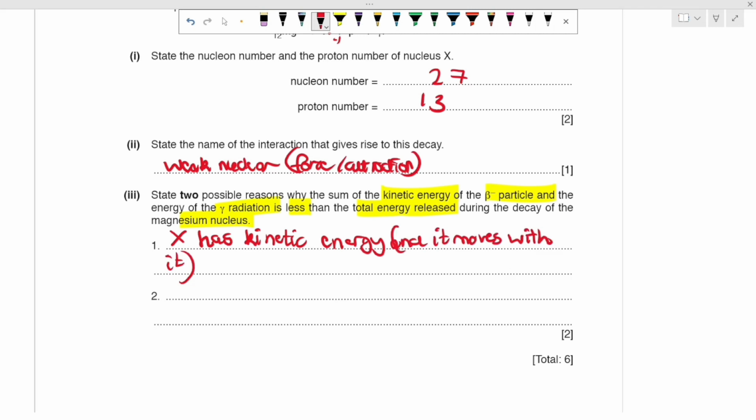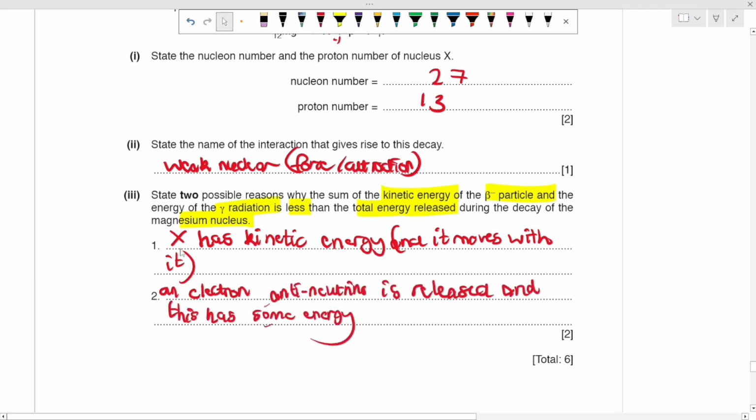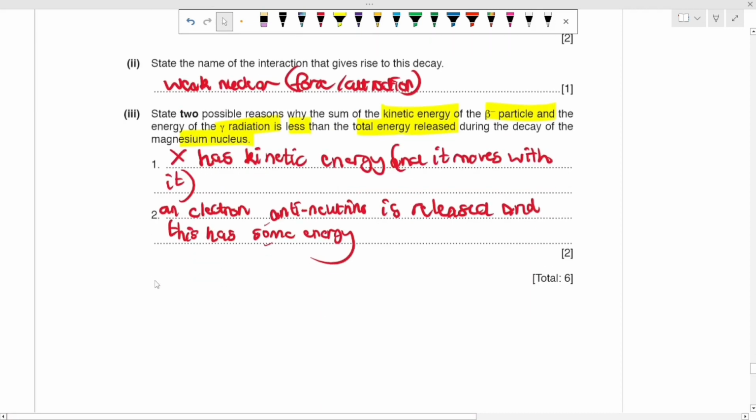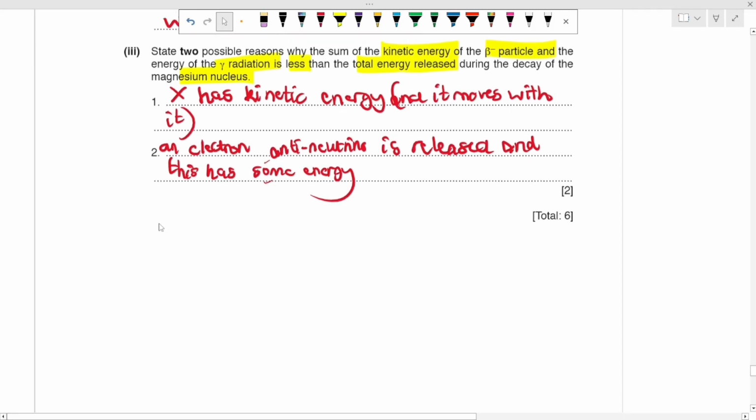And then two, what else has been released? We've produced an electron antineutrino during beta negative decay, right? So we have an electron antineutrino that is released, and this has some of the energy. It moves away with it. And then some of the energy goes to the beta negative particle, and some of the energy is taken by the gamma radiation. Moving on to the next question.